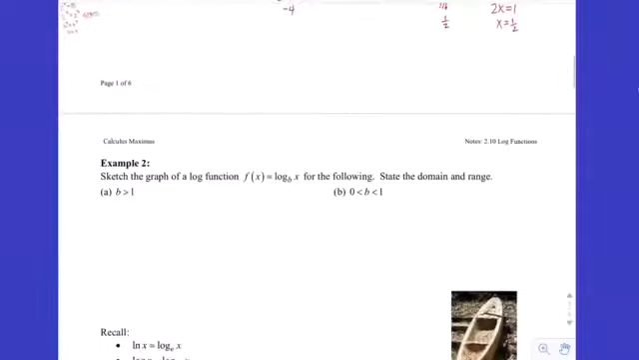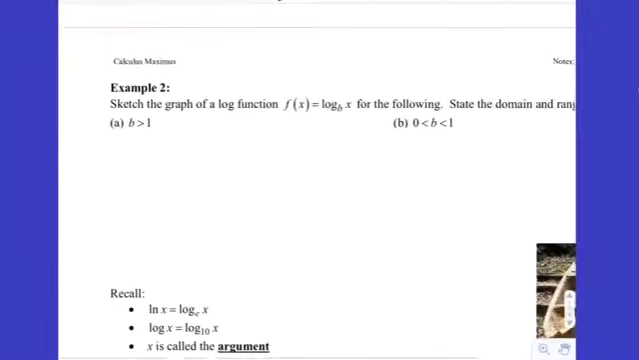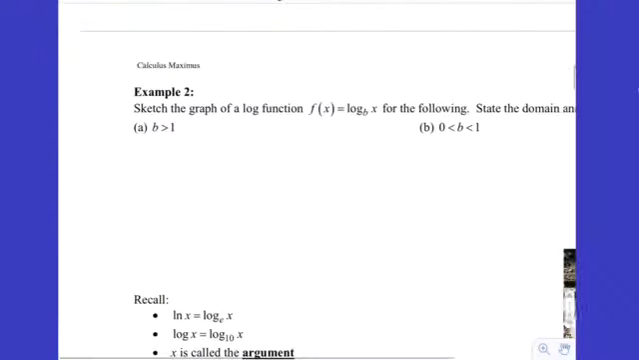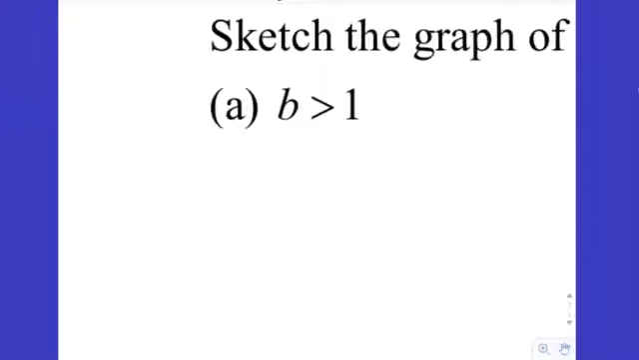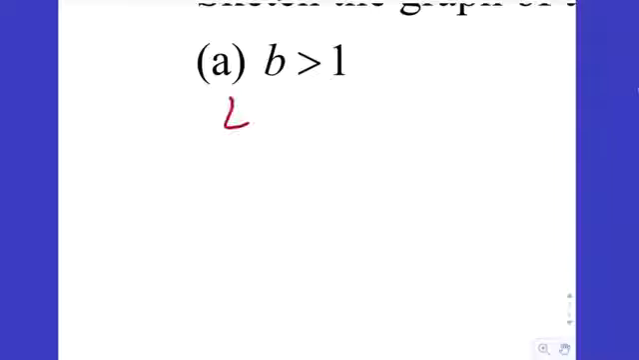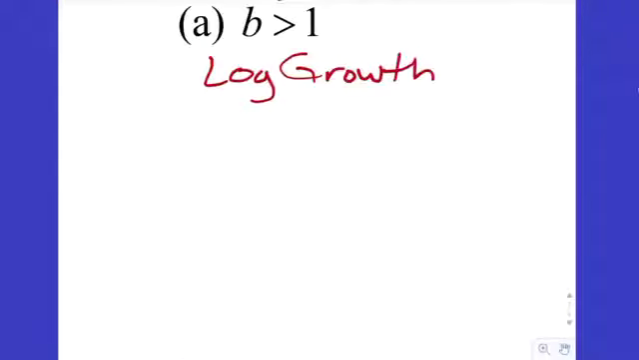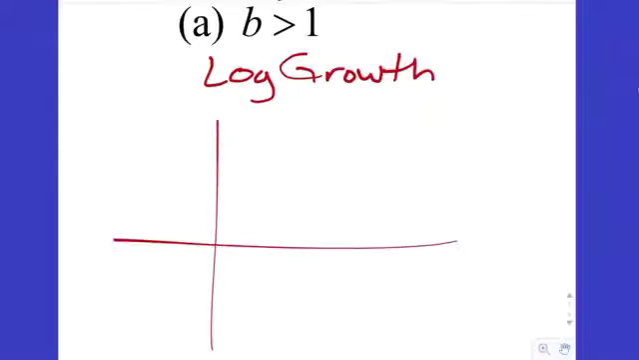Okay. Example 2. Sketch the graph of the log function log base b of x for the following. State the domain and range. Okay, so if the base is greater than 1, this is going to be just like exponential. It's going to be logarithmic growth. So it's going to be a monotonic increasing function. Here's what it would look like.